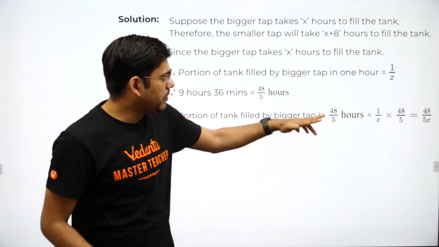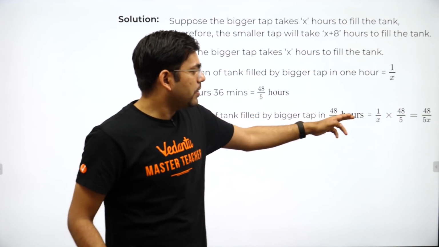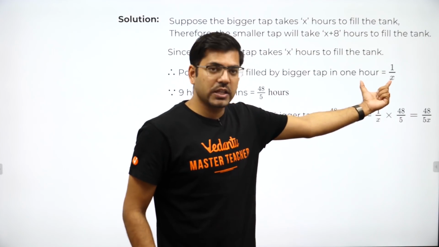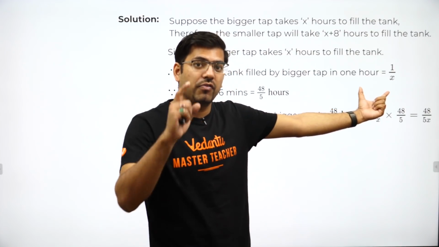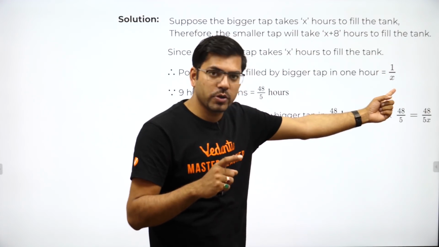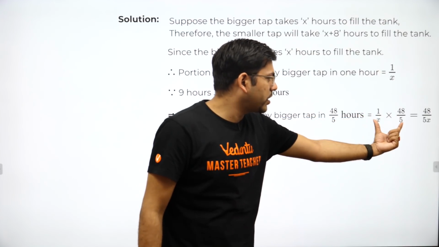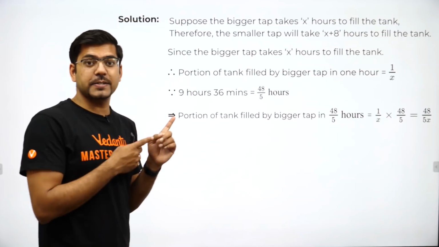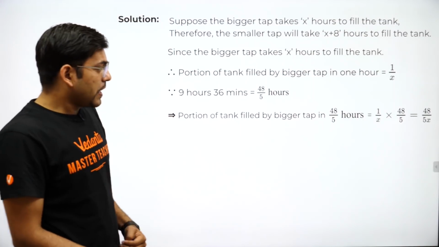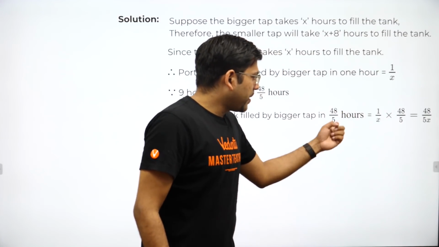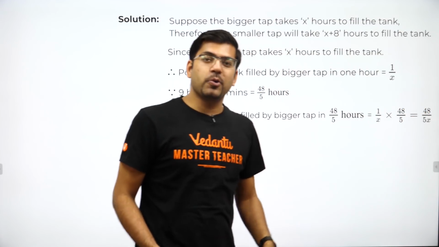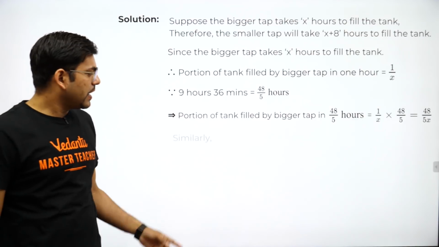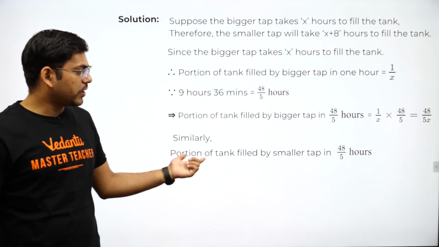So in this much time, 48 by 5 hours, the tap will be filling 48 by 5 into 1 by X, because this was the portion which was getting filled in 1 hour. In 1 hour, 1 by X portion. So in 48 by 5 hours, 48 by 5 into 1 by X. I guess I am clear. So guys, please understand this portion. This is very important. In 48 by 5 hours, 48 by 5X portion of the tank would be filled up.